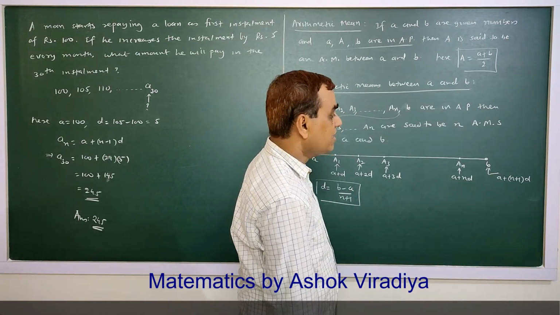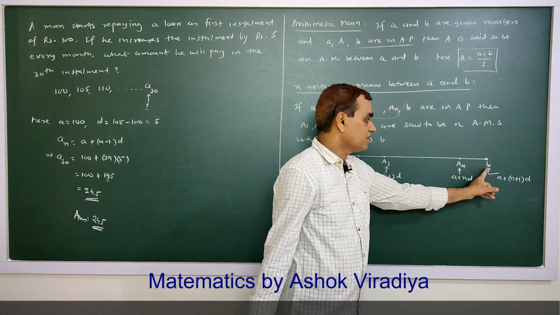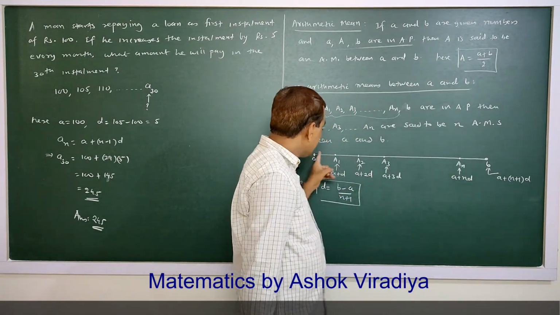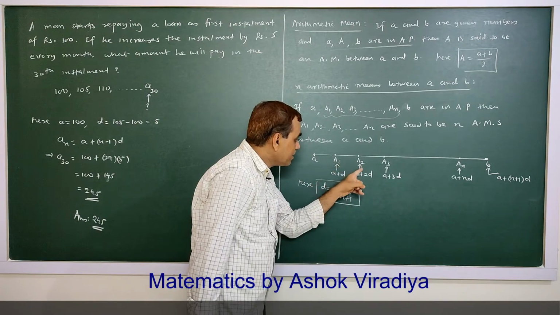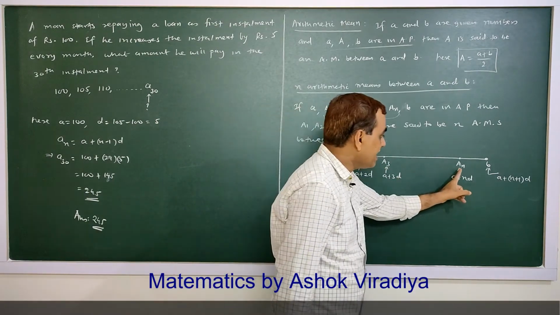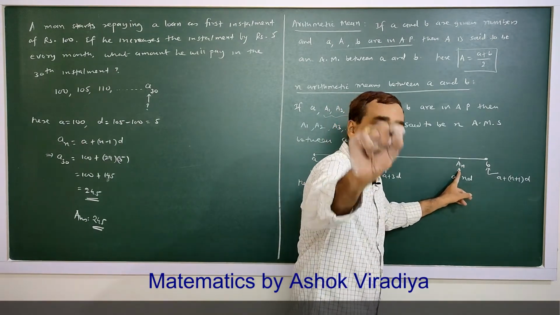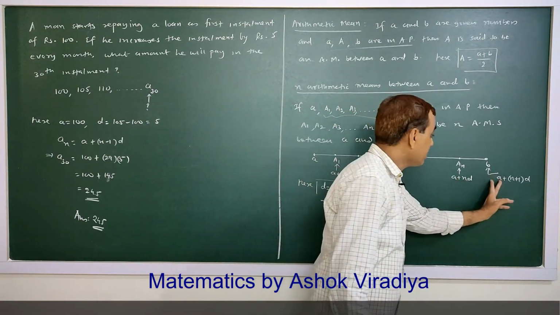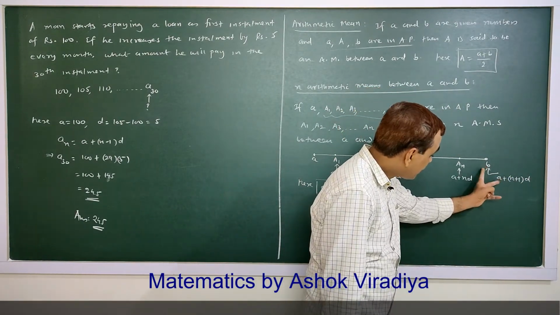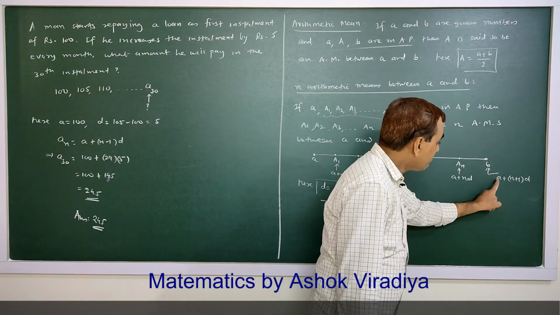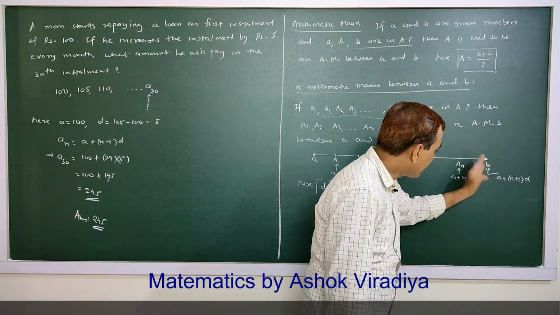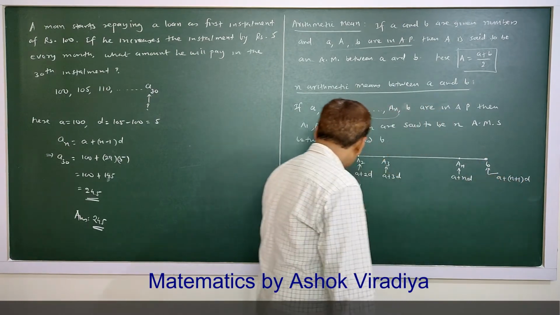It is clear in this last relation. A plus D, A plus 2D, A plus 3D, these are in AP. A plus ND. Now one more D, A plus ND plus D, so A plus N plus 1 D. Now from this last relation, B is A plus N plus 1 D. So the value of D is, shifting A to this side, B minus A upon N plus 1.